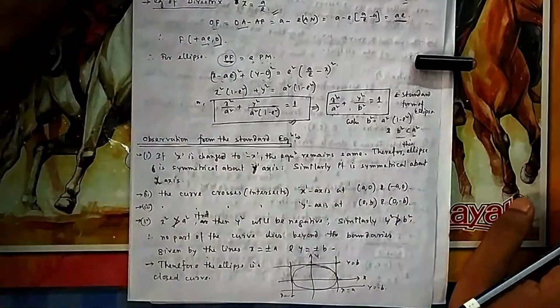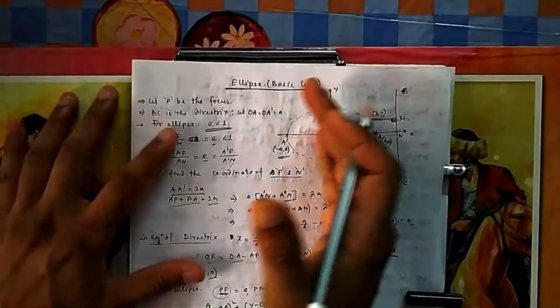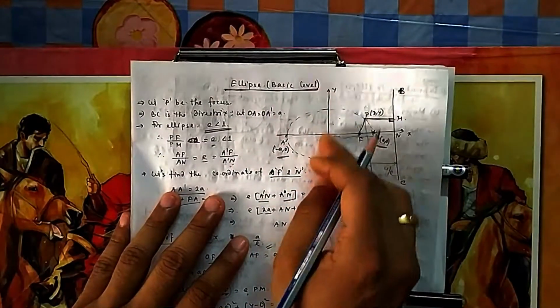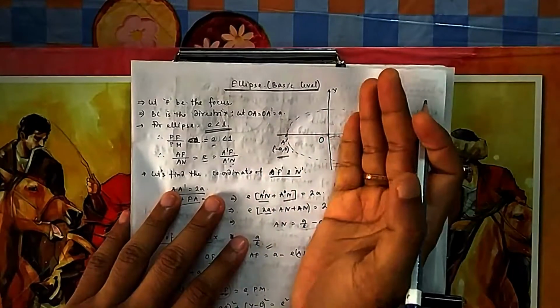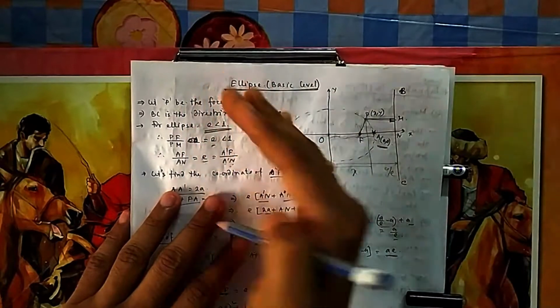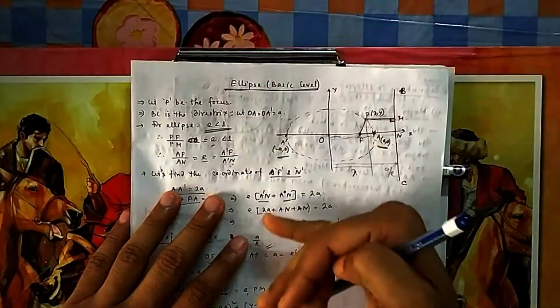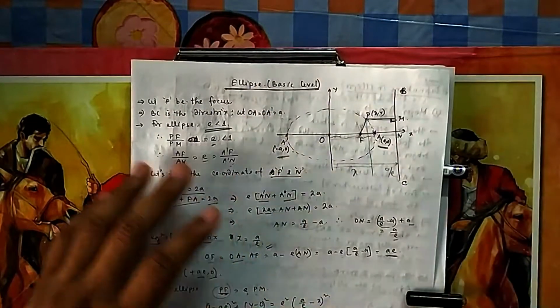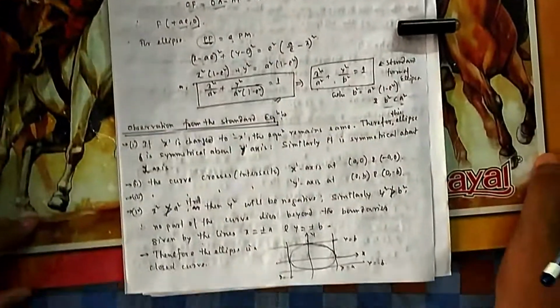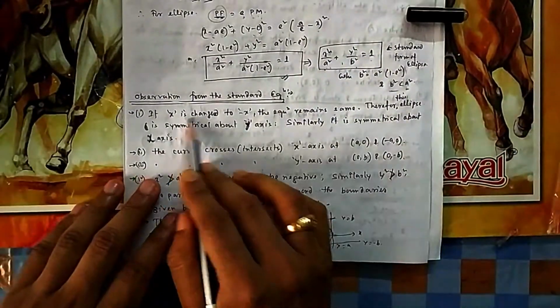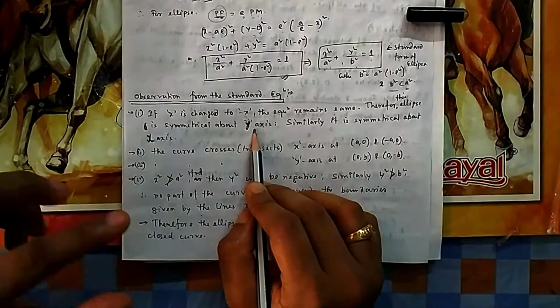Because you are changing x, plus x to minus x, it is not changing. You can see in your figure, the dotted figures, the ellipse is symmetrical. Whatever is on this side, the same is on the other side. Similarly, whatever is up is reflected down also. So it is symmetrical about y and symmetrical about x. If you change x and it does not change, that means it is symmetrical about y.